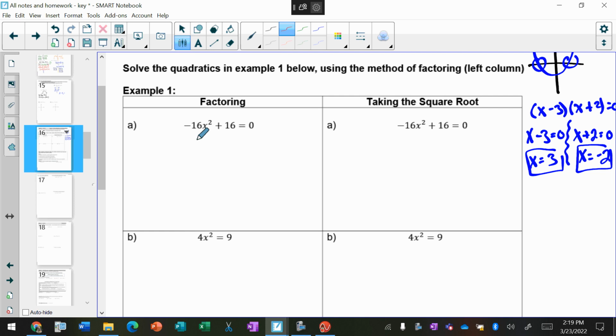So what we did is we got the equation equal to 0. That's always first. That's already done for us. Woohoo! Next, we would check for a GCF. For this particular example, our GCF will be -16. And I want to factor out the -16, so I end up with a positive x squared. If my x squared was positive to start with, then I would keep it positive. But this is a negative, so I'm going to make it negative.